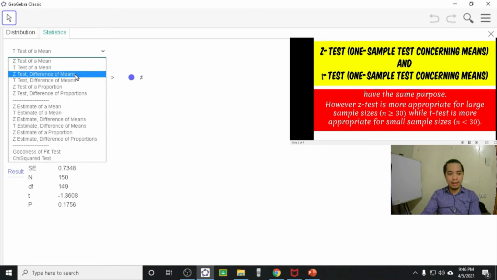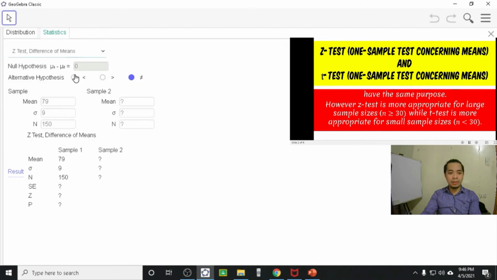Let's try a difference of means, starting with our z-test. This is what we need to fill out. We have to fill out our null hypothesis that the difference is 0, meaning the two population means are equal. Also, we have to identify our alternative hypothesis. We select from the three. If it's specified that we are testing that one is less than or greater than the other one, then we choose between these one-tailed tests. But if it's not, then we choose the more general one, the two-tailed test.